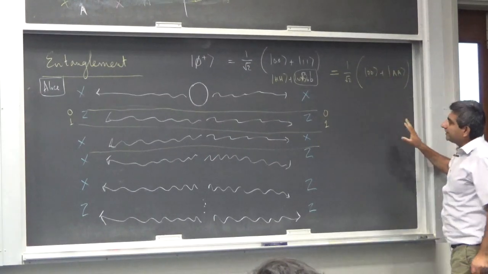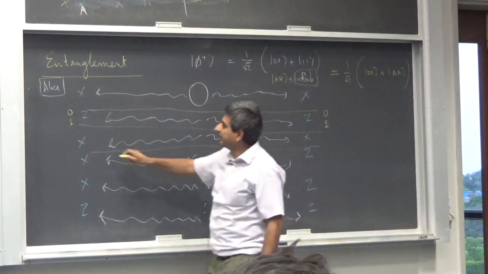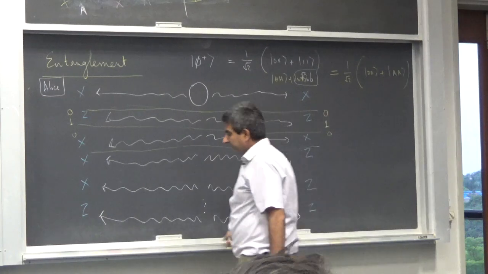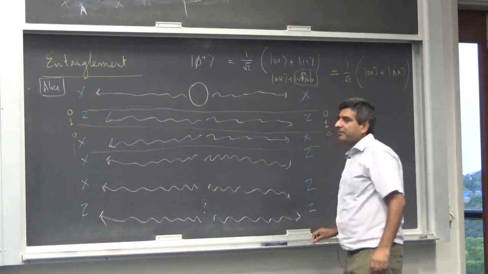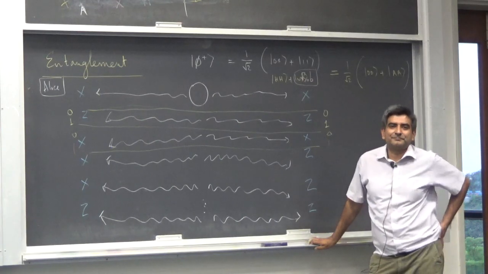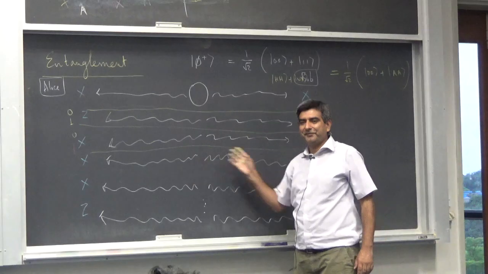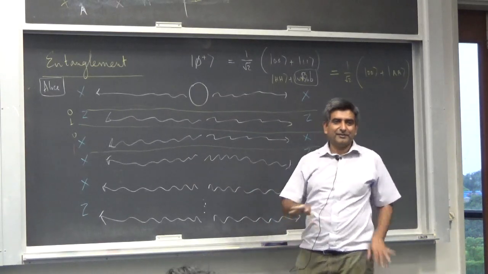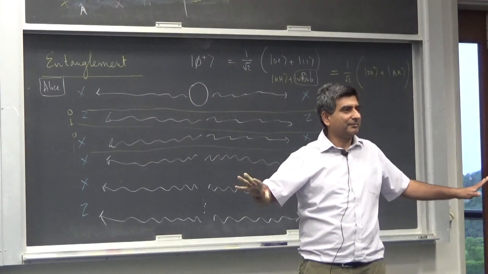So that's why even if you measure in the xx basis, if you get a 0 here, the output will be 0 here. If you had a 1 here, the output will be a 1 here. There will be perfect correlation. And if the bases are different, X and Z, the outputs are perfectly uncorrelated, random.